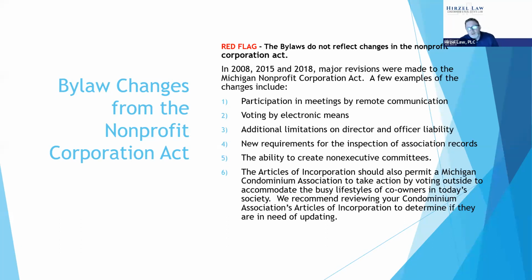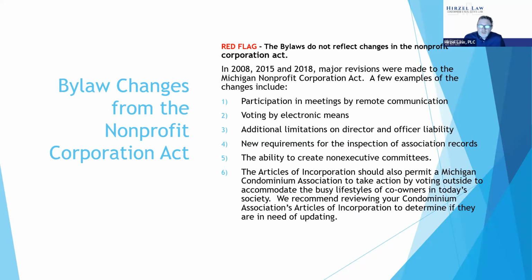With respect to the bylaws, there are also changes to the Nonprofit Corporation Act that would be applicable to the bylaws. Some of these are similar to what would be applicable in the articles of incorporation, but they tend to relate to increasing the efficiency of the association and the ability of members to participate. These include provisions that regulate how to participate in meetings by remote communication, allowing voting by electronic means, allowing the limitations on director and officer liability permitted by the Nonprofit Act, and recognizing the new requirements for the inspection of association records. As a member of the corporation, members are able to request certain records.